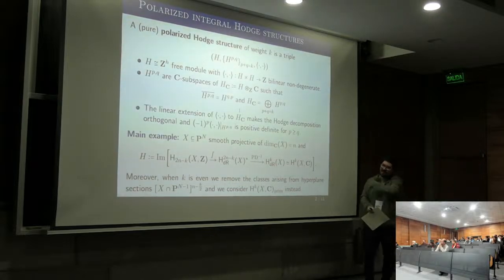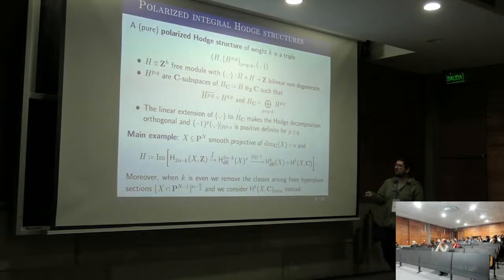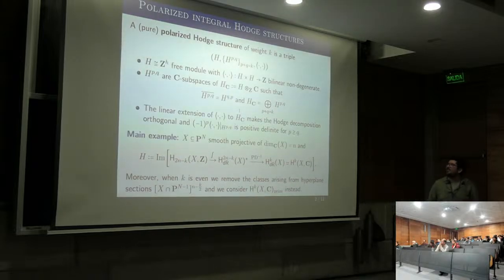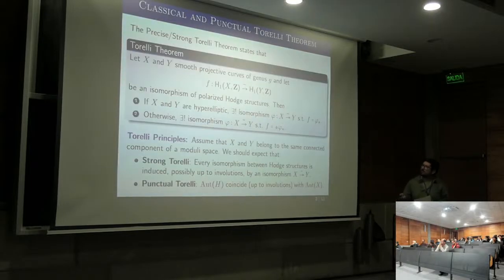So you don't care about this, and you essentially restrict yourself to the so-called primitive cohomology. Okay, this is kind of the setting. Okay, so with this notation, essentially, we can formulate what is called the precise or strong Torelli theorem.